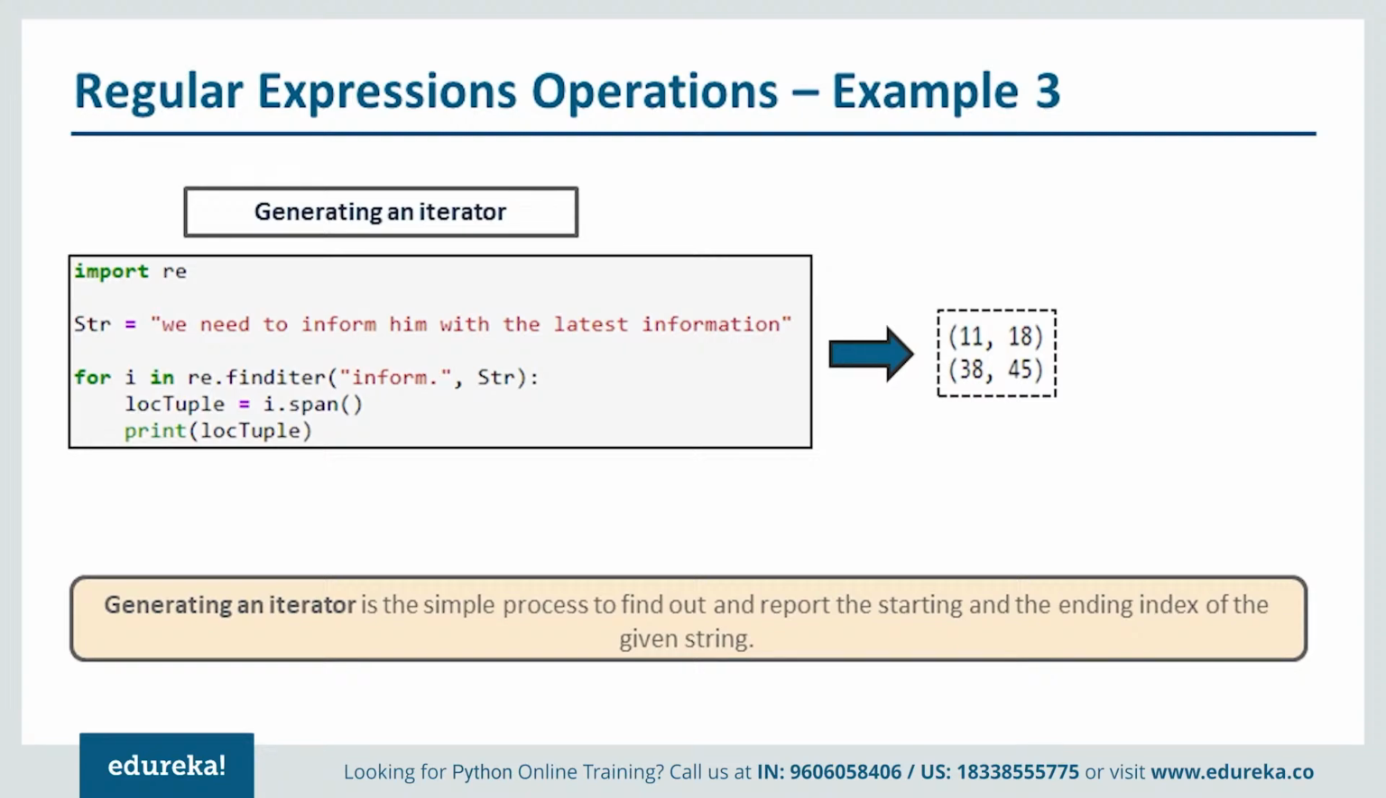Now I'm using the finditer function here, which will take a string pattern which I want to search, and I'm giving the string variable that you want to find the word inform from. Once it's done, it will give you tuple objects: one with the inform at the 11th index, and then the inform in information at the 38th index. So you will see two tuple values listed, and that is where you will know the index of these particular keywords.